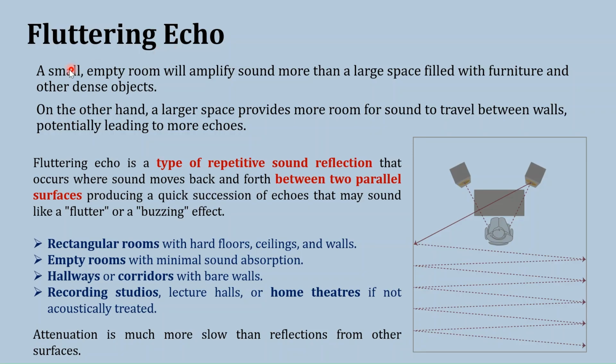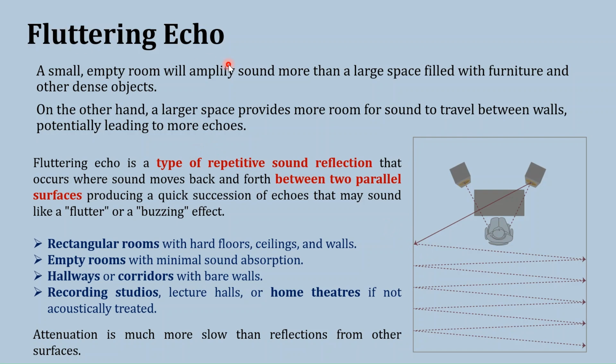If we have two rooms, a small empty room and a large space which is filled with furniture and other dense objects, and we compare these two, the small empty room will amplify the sound more in comparison to this one. On the other hand, a larger room provides more space for the sound to travel between the walls and it leads to more echoes.